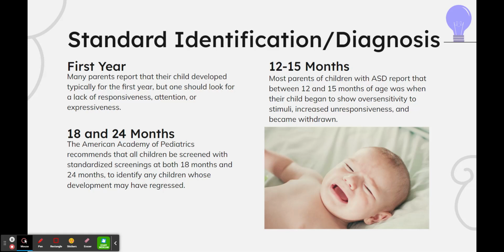In the first year, children with autism often do not show any signs. It's not until the 12 to 15-month point that parents of children with autism start reporting a difference in behavior, reporting oversensitivity, increased unresponsiveness, and a withdrawn attitude from their children. Now, whether or not these characteristics are shown, the American Academy of Pediatrics recommends that all children be screened both at 18 months and 24 months. The reason for both screenings is that the 24-month screening lets professionals identify any regression from the 18-month.